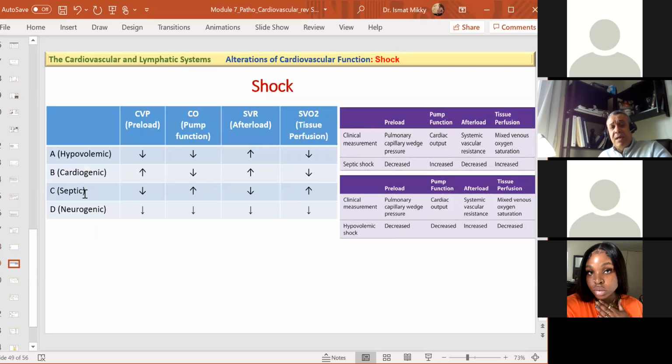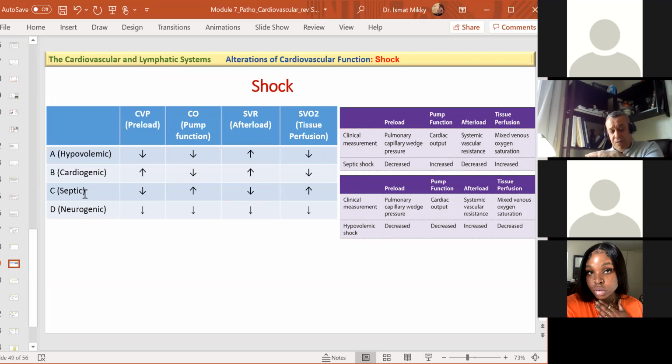So this slide shows the difference between hypovolemic, cardiogenic, septic, and neurogenic shock in terms of four different parameters. The first one is the preload, which is the blood return to the right atria, measured as what is called the CVP, central venous pressure.